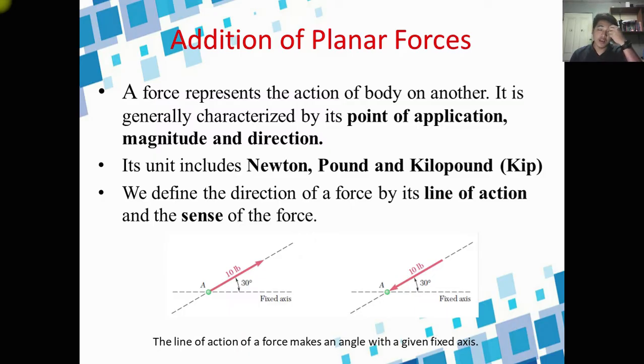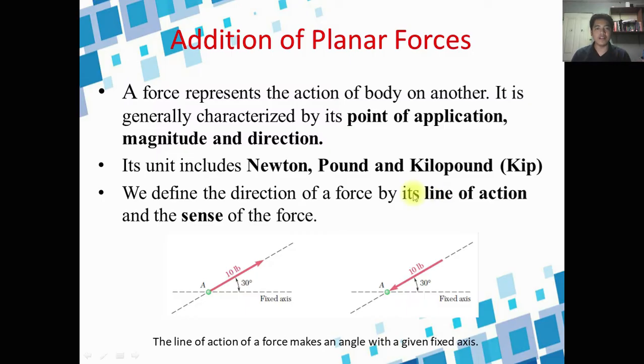Later on we will be talking about what a vector is. Again, a force is a vector, meaning it has a magnitude, which can be represented by the length of the vector, and a direction, which can be represented by where it is directed, by an arrowhead. Its unit includes the Newton. For the SI unit of force, we have the Newton. For the English, we have the pound and the kilopound, the kip. If we see a value of 8 kips, that corresponds to 8 kilopounds.